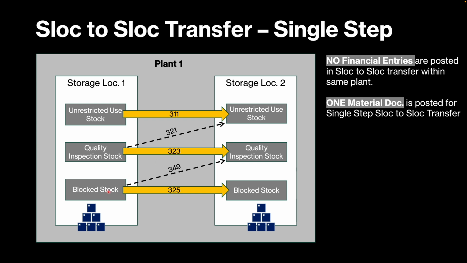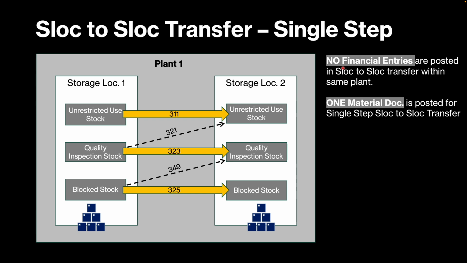Similarly, if you want to transfer from blocked stock to quality inspection, you have movement type 349. But in this movement also, you can receive the material in a separate storage location. So apart from changing the stock type, you can also transfer the material physically through these movement types, that is 321 and 349.